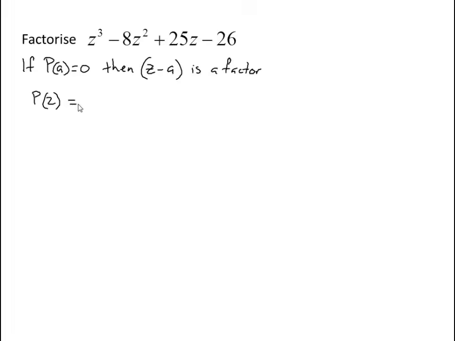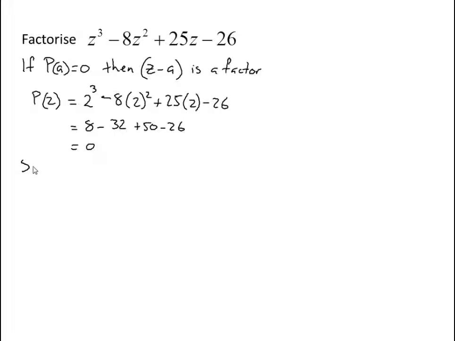So I'm substituting in 2 cubed minus 8 times 2 squared plus 25 times 2 minus 26. And what do you know? I substitute that in. That gives me 8 minus 32 plus 50 minus 26, which gives me 0. So that tells me that z minus 2 is a factor.